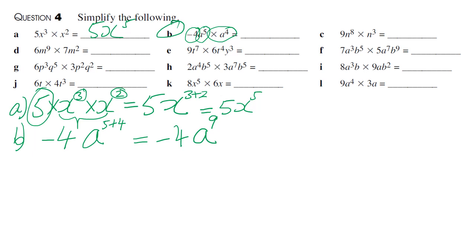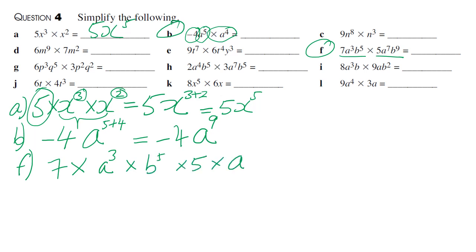Okay, let's do this. This one looks scary. Let's do F together. I've got 7a cubed b to the power of 5 times 5 a to the power of 7 b to the power of 9. So let's break it up. What does that mean? That means 7 times a to the power of 3 times b to the power of 5 times 5 times a to the power of 7 times b to the power of 9.